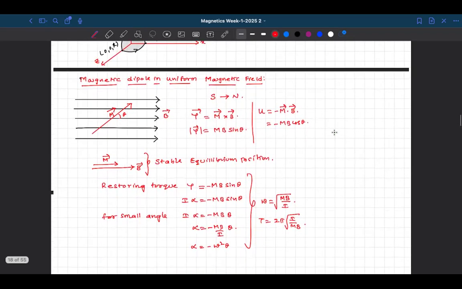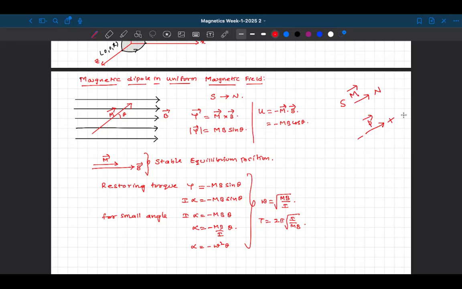The magnetic dipole in uniform magnetic field. You already have done this in electrostatics, electric dipole in uniform electric field. Same thing. The only difference is the direction of the dipole is from south to north. Dipole moment m bar is directed from south to north, whereas dipole moment in case of electricity, P bar, is from negative charge to positive charge. That is how it is analogous.